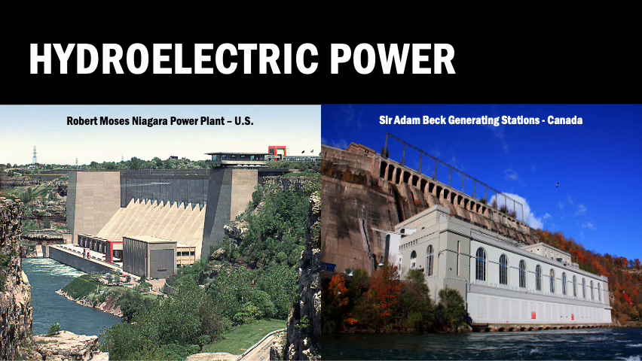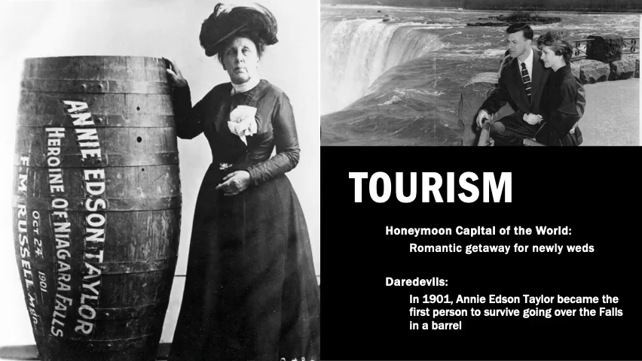Modern facilities on the Niagara River such as the Robert Moses Niagara Power Plant and Sir Adam Beck generating stations divert water for energy generation under the guidelines of the Niagara Diversion Treaty. Hydroelectric power generated at Niagara provides clean energy to millions, aligning with global efforts to reduce carbon emissions.